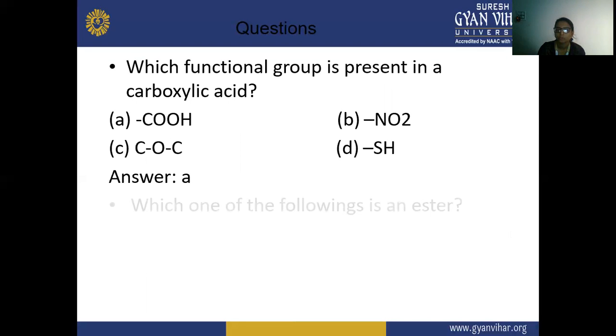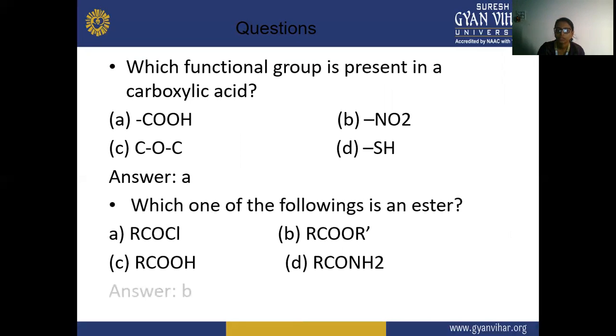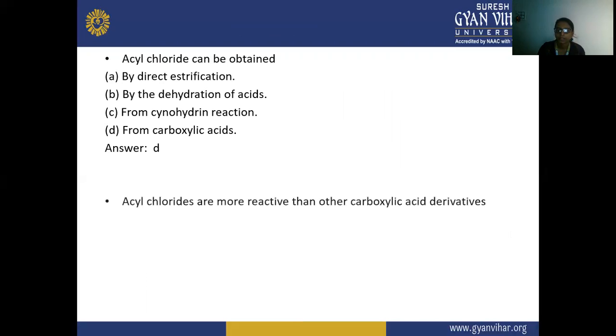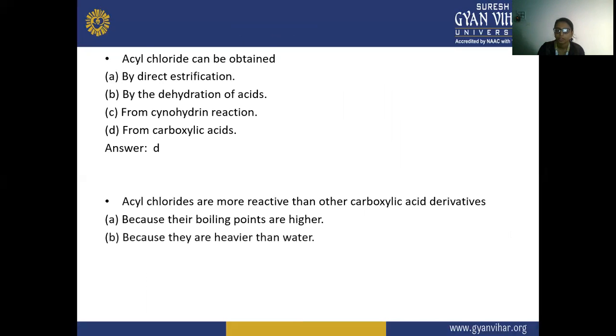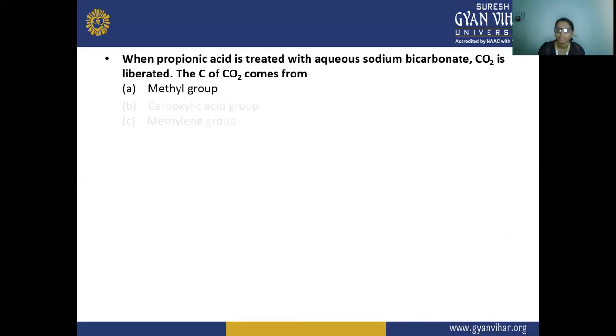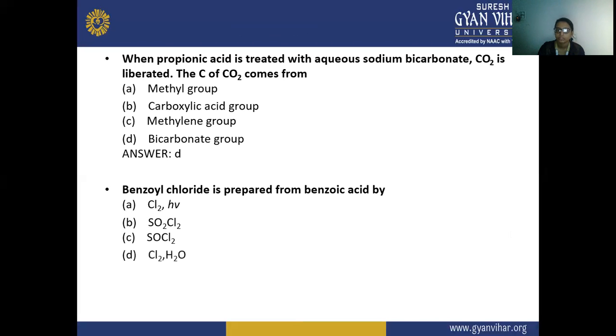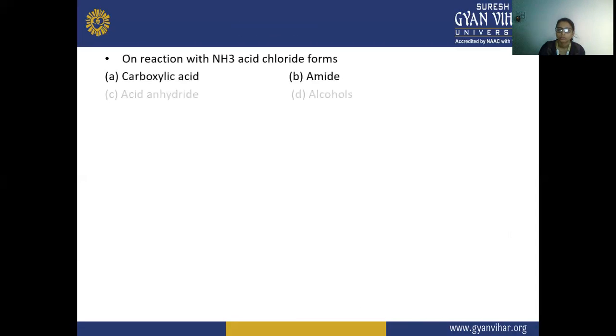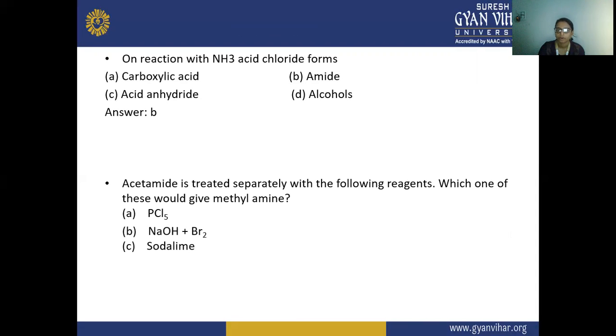Now the questions. Which functional group is present in the carboxylic acid, that is A. Which of the following is the ester, that is B. Next, acyl chlorides can be obtained from carboxylic acids. Acyl chlorides are more reactive than other carboxylic acid derivatives due to the electron withdrawing inductive effect of the chlorine atom. When propanoic acid is treated with aqueous sodium bicarbonate, CO2 is formed, and the C of the CO2 comes from the bicarbonate group. Benzoyl chloride is prepared from benzoic acid by SOCl2. On reaction with NH3, acid chloride forms amides.